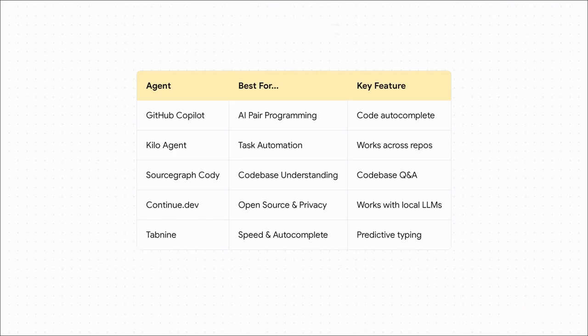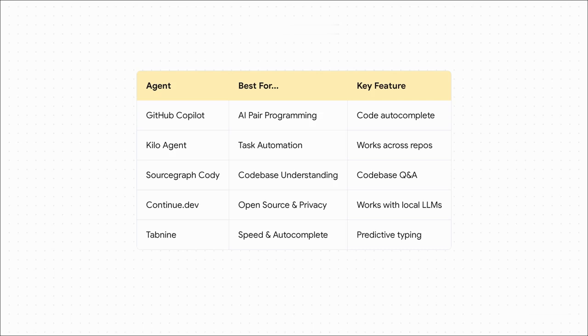Okay, if you're looking for the best all-around AI pair programmer for just general coding, GitHub Copilot is your starting point. Now, if your biggest headache is automating those big complex tasks that stretch across multiple files or repos, then Kilo Agent is the powerhouse you're looking for. If you're constantly lost in a huge codebase or just starting a new project, Sourcegraph Cody will be your expert guide to help you understand everything.